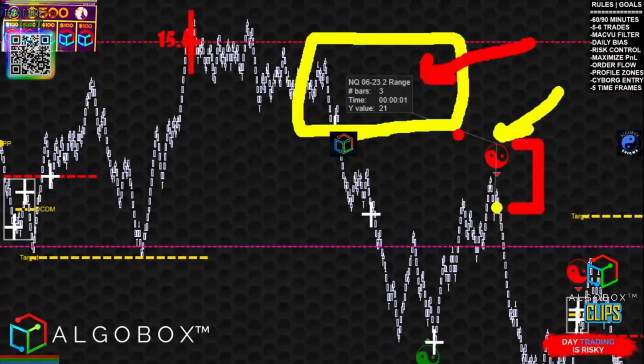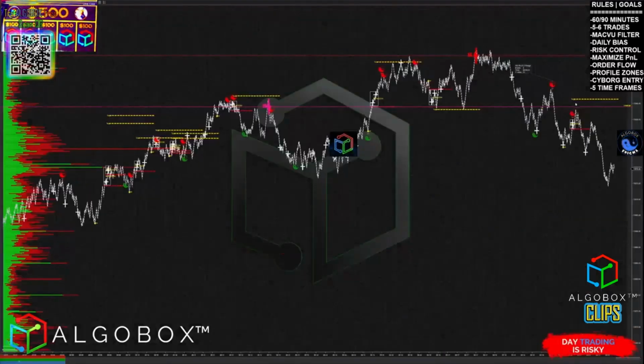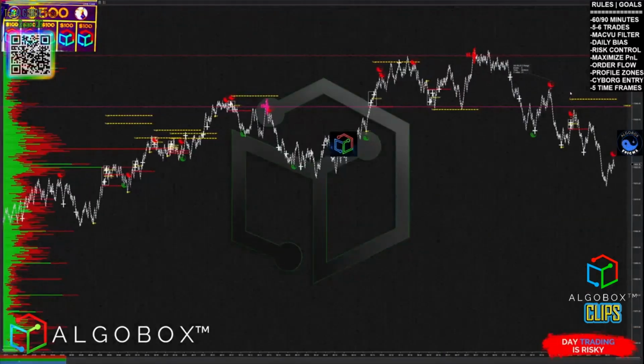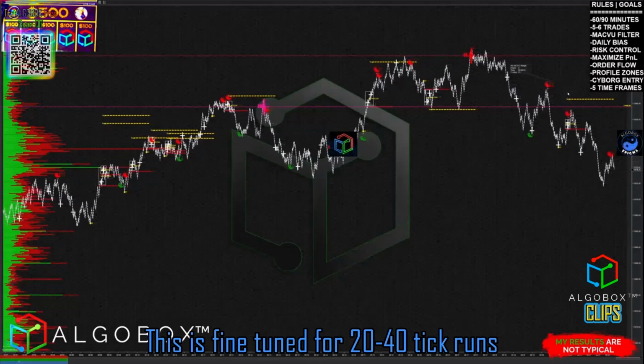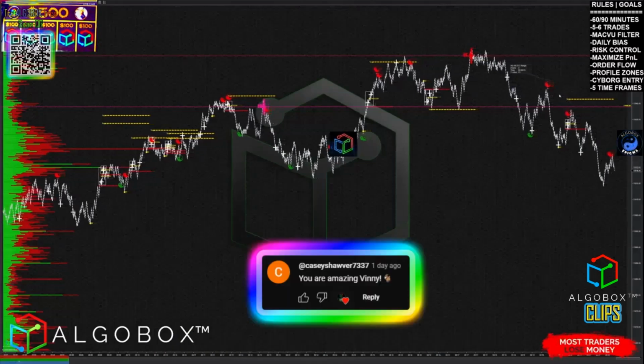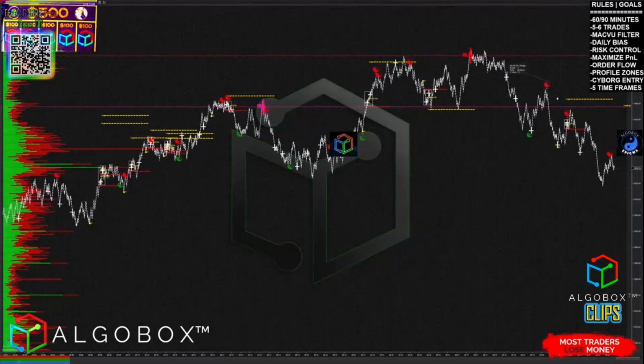So now you see why I go all the way down to the 1s, because then it's only about 15 ticks, and even with slippage, my max that I'm looking at is 15 to 20 ticks. But remember, my targets on these are like 20, 30, 40 some odd ticks. This is fine-tuned for 20 to 40 tick runs. And if you catch a runner, you just hold out until you get an opposing signal.